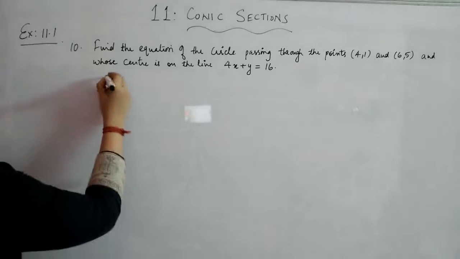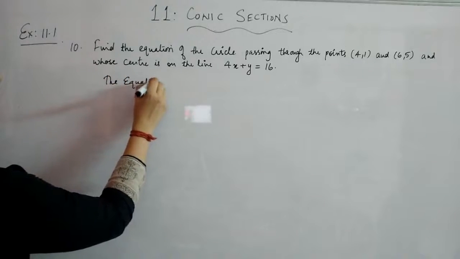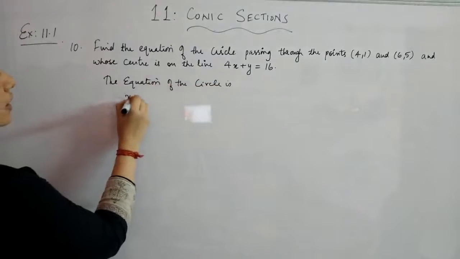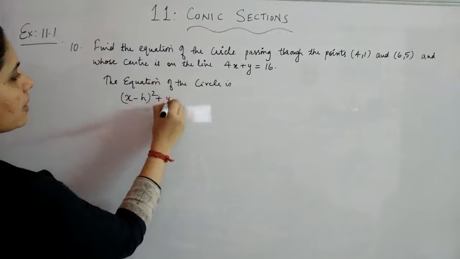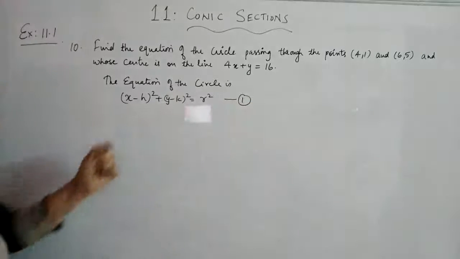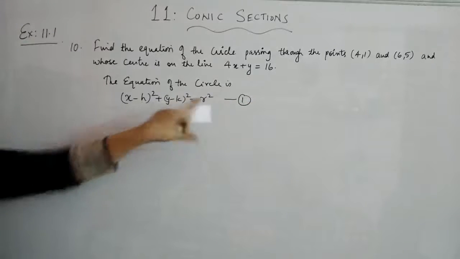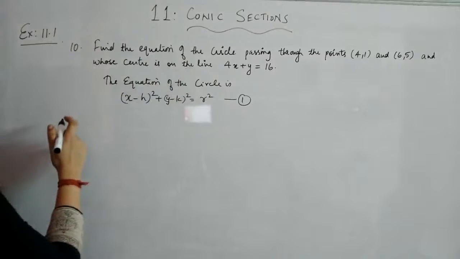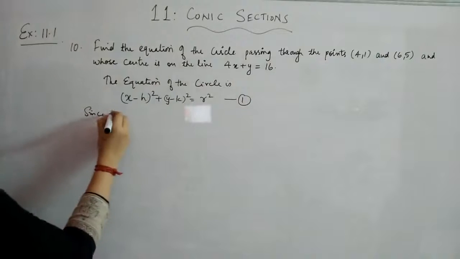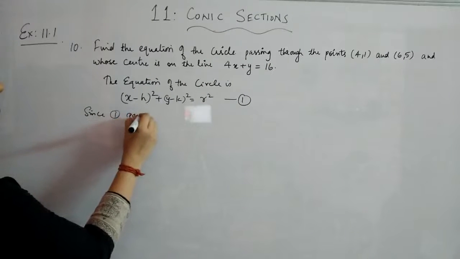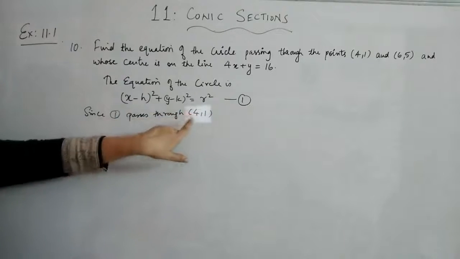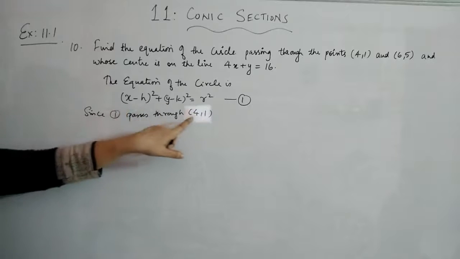Okay, so let's start with the equation of the circle. The equation of the circle is x minus h the whole square plus y minus k the whole square equal to r square. Okay, so this is what we need to get with h, k and r's value. Now what is given? Since the circle passes through the point 4 comma 1, we can replace x and y with these values 4 and 1.